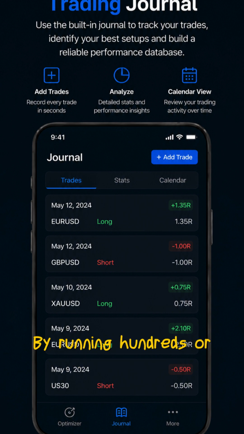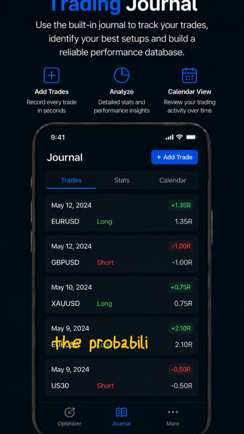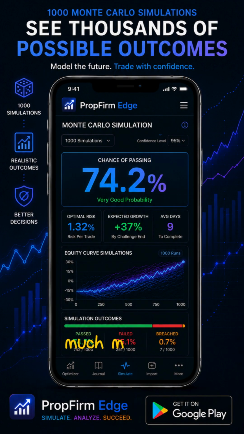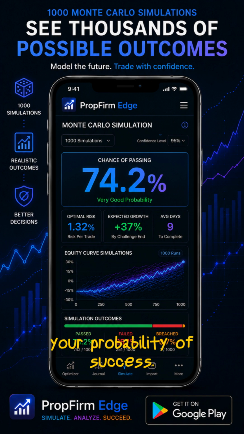By running hundreds or even thousands of simulations, PropFirm Edge estimates the probability of reaching the challenge target before violating the drawdown limits. This gives us a much more realistic view of our chances. For example, you might discover that risking 2% per trade generates higher profits, but it may also significantly increase the probability of failing the challenge. On the other hand, a slightly lower risk level might dramatically improve your probability of success.